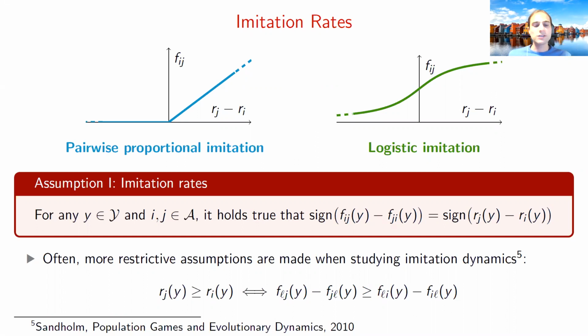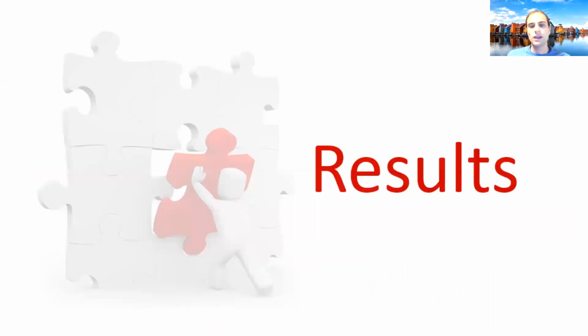I just want to stress that the pairwise proportional imitation verifies both assumptions, while the logistic imitation rule in general verifies only assumption 1, but not the more restrictive assumption typically made in the literature. Okay. We have now introduced the problem and we can start presenting our results.